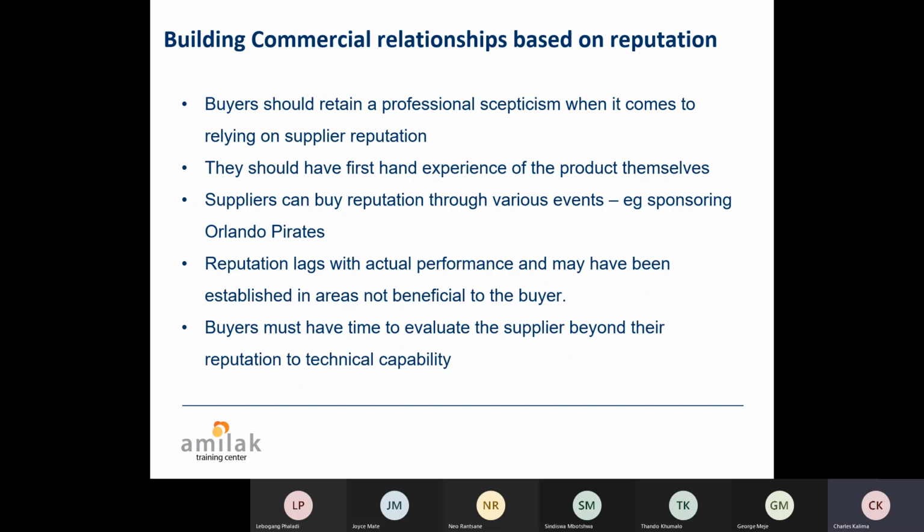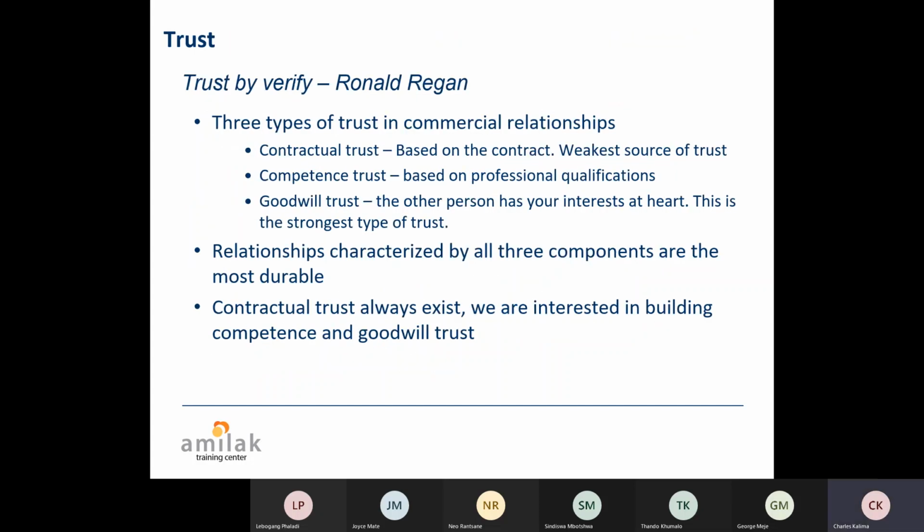Buyers must have time to evaluate a supplier beyond their reputation to technical capabilities. Ronald Reagan once said, trust only happens by verifying. Okay? Colleagues, are you with me?